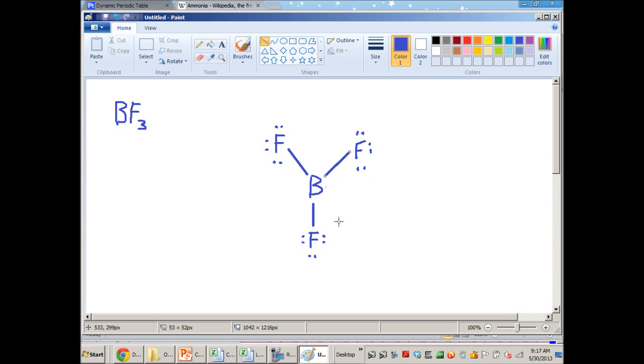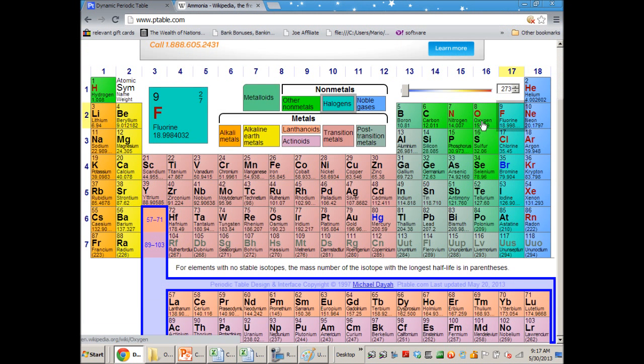And these all are very polar bonds. Which is more electronegative, fluorine or boron? Who says boron? Who says fluorine? Lots of people say fluorine. Great. So fluorine is more electronegative.